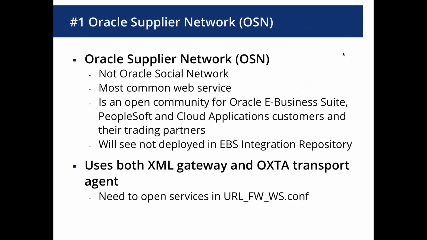But one thing you do note is that when you're deploying and setting up collaboration with the Oracle Supplier Network, you do need to go in and do some basic configurations with the XML Gateway and the Oracle Transport Agent. Something we found most recently with a client is that one of the steps you need to do is open up the web services firewall. I do have a number of points to make in some future slides in this presentation about the URL firewall web services config file, but one of the things you need to do in that file is go in and uncomment the lines for the XML Gateway and the Oracle Transport Agent.